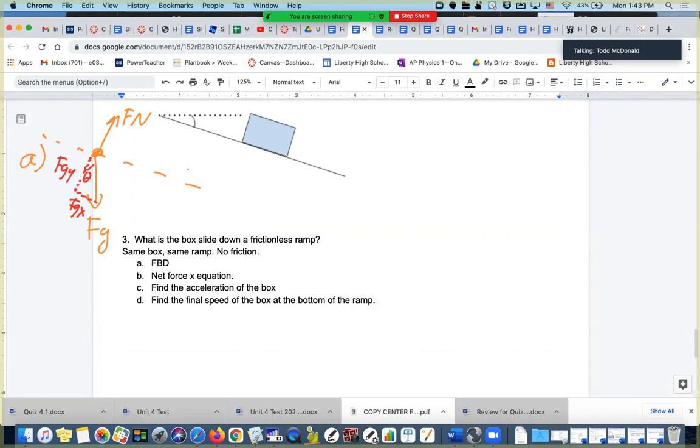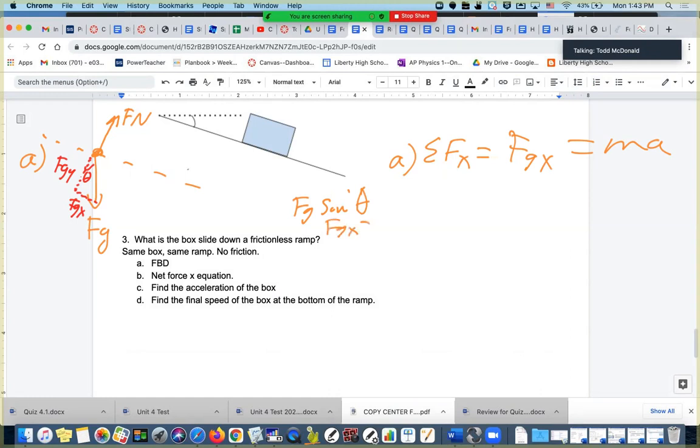So in the X direction, this is part B here. In the X direction, we're going to write a net force equation. There is only one force. FGX is equal to MA. We do not have that force of friction this time. Well, from the problem we did before, I wish I would have written that down. FGX was, remember, FG sine of theta, right? So I can do a quick calculation here.